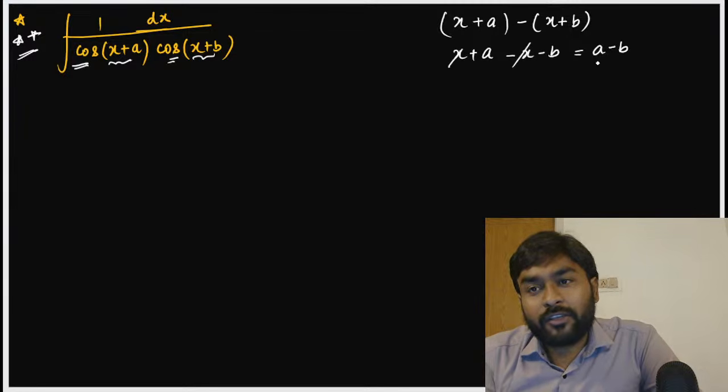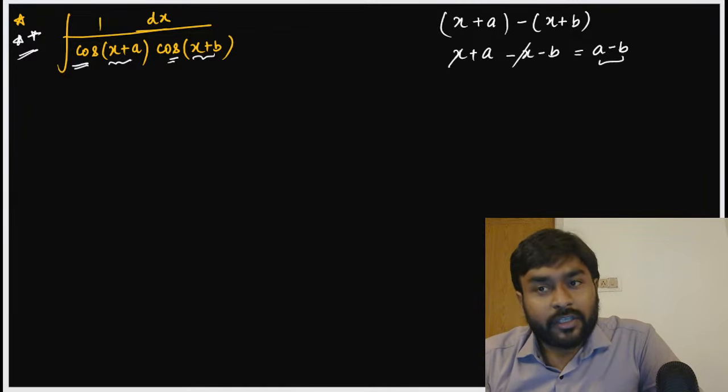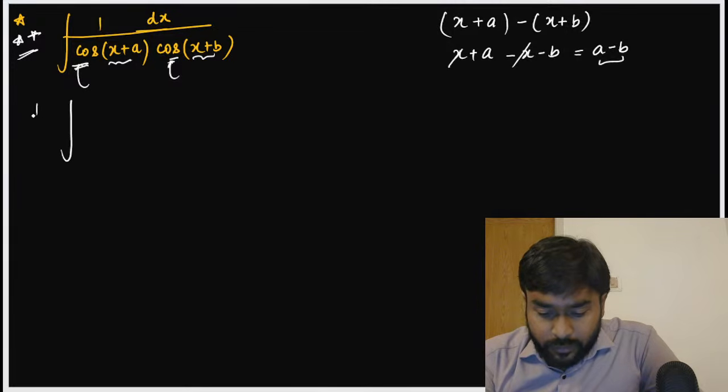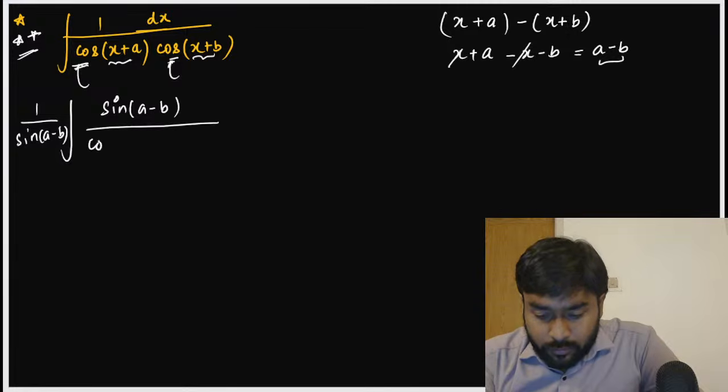Correct? So a minus b is nothing but a constant only. That's why first we are writing a minus b here and in the denominator. But we will write it with the sign because cos is here. So the opposite we will generate in the numerator. So we will multiply with sine a minus b and divide also with sine a minus b. Sine a minus b here, also sine a minus b. Correct? So cos x plus a and cos x plus b.